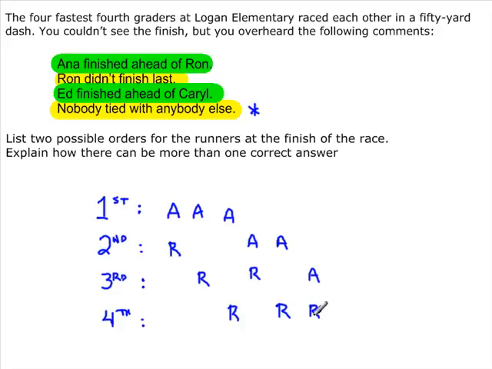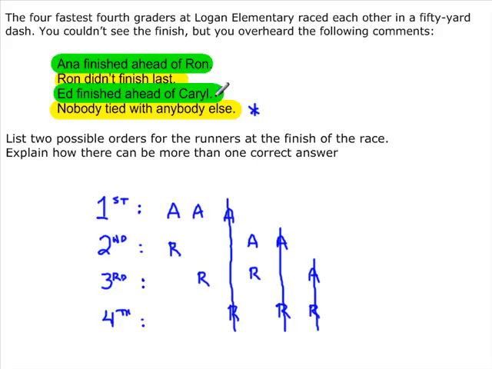But then we read the second clue, Ron didn't finish last. Well, this one here, Anna first and Ron last, that's impossible. So let's cross it out. And then this one here, Anna second and Ron fourth, that's impossible. And then this one here, Anna third and Ron fourth, that's impossible too. So we're down to, with just the first 2 clues, these 3 possibilities.